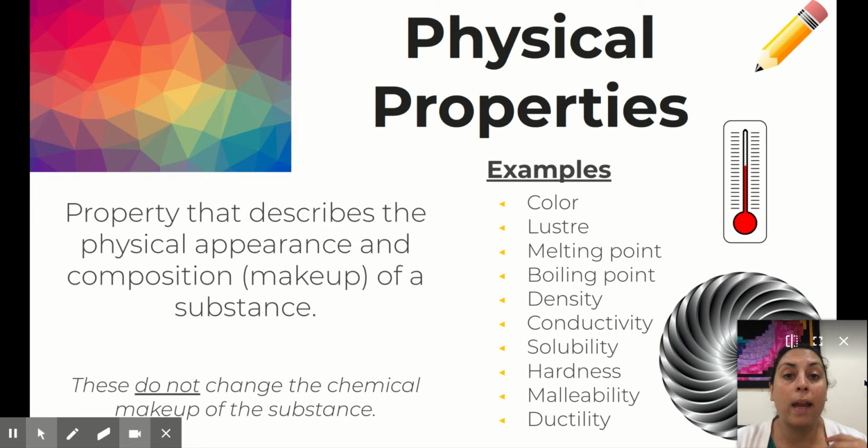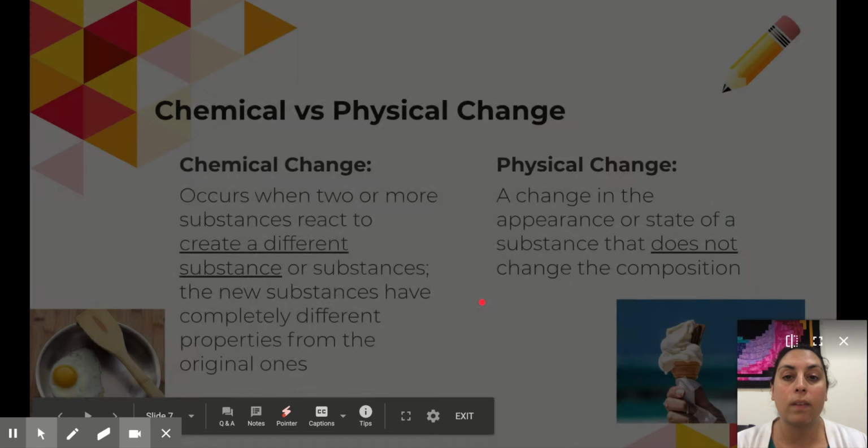Conductivity, whether it can let electricity or heat pass through. Solubility, does it dissolve when you mix it with water? Hardness, malleability, are you able to bend and shape and form it? And ductility, can you change it into wires? For more descriptions of these, in the output slides, you'll see a YouTube video, and that video goes into a lot of detail on these different properties.